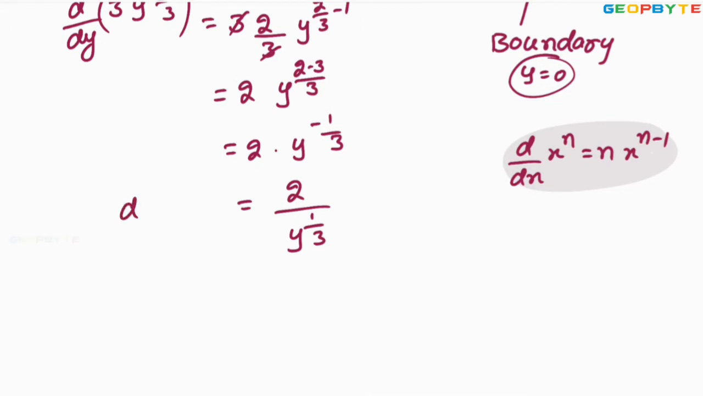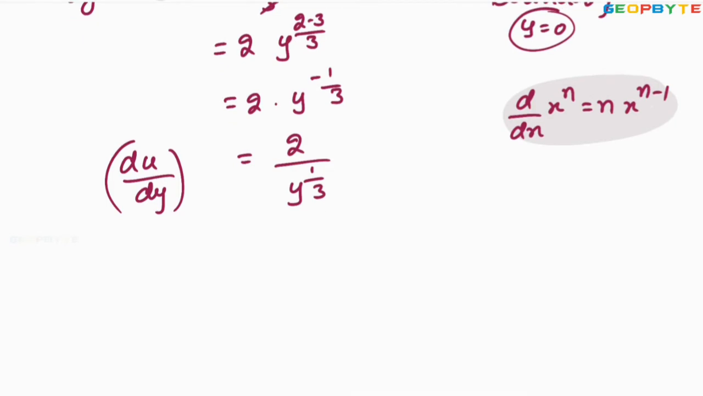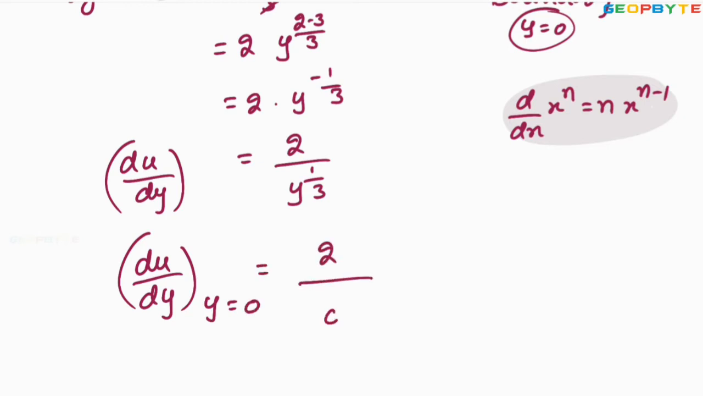But he is asking du by dy at y equal to 0. It is equal to 2 by 0 power 1/3. It is equal to 2 by 0 power anything, which is 0. 2 by 0, or anything divided by 0, equals infinity. Therefore, the velocity gradient at the boundary for the given problem is infinity.